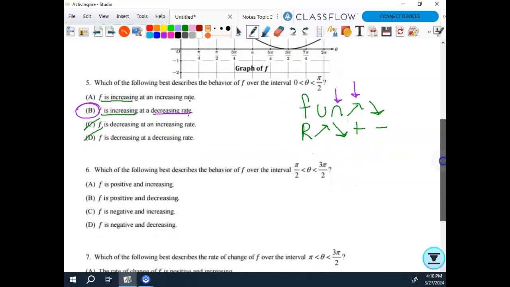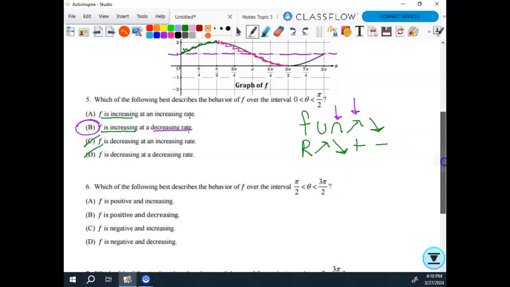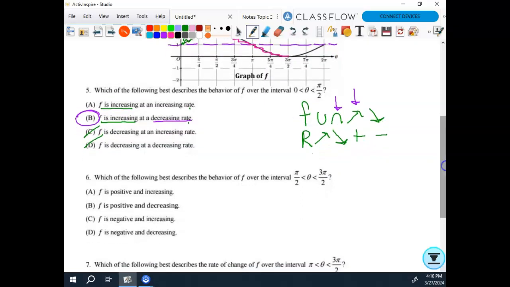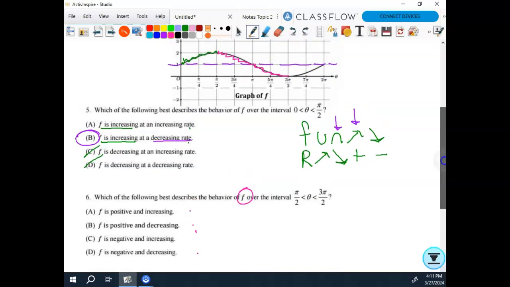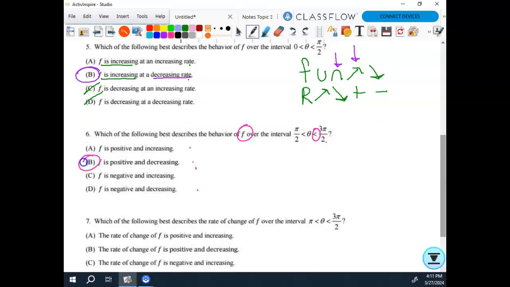Okay, then the next one I'm looking at pi halves to 3 pi halves, this whole part right here. So which of the following best describes the behavior? So we're just talking about f here. This has nothing to do with the rates. So all of the y values are positive. Now at 3 pi halves we're at 0, but it doesn't include it, so we're fine. So it's positive and they're getting smaller. So it is positive and decreasing.